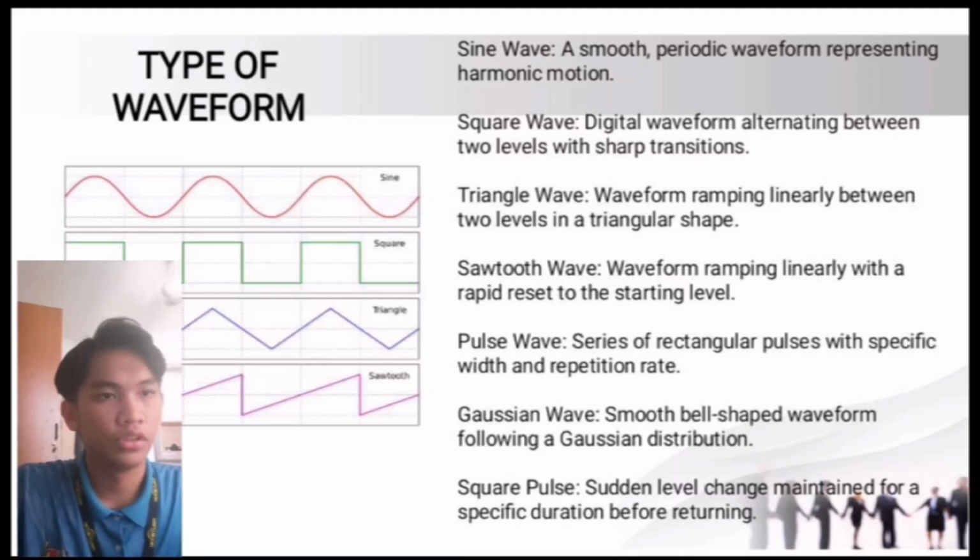Gaussian wave, a smooth bell-shaped waveform following a Gaussian distribution. Square pulse is a sudden level change maintained for a specific duration before returning.